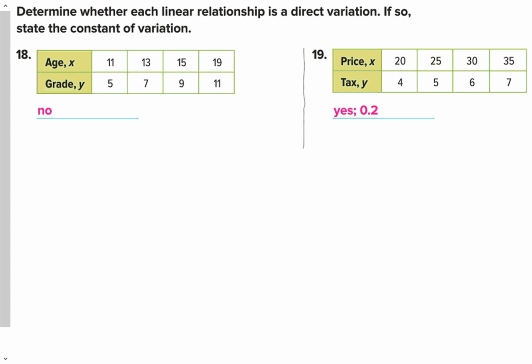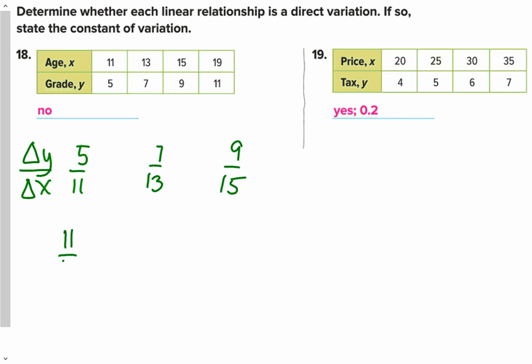Okay, so determine whether each linear relationship is a direct variation. If so, state the constant of variation. All right, again, you're multiplying the same number times the x to get the y. So we want to do change of y over change of x. So 5 over 11, 7 over 13, 9 over 15, 11 over 19.